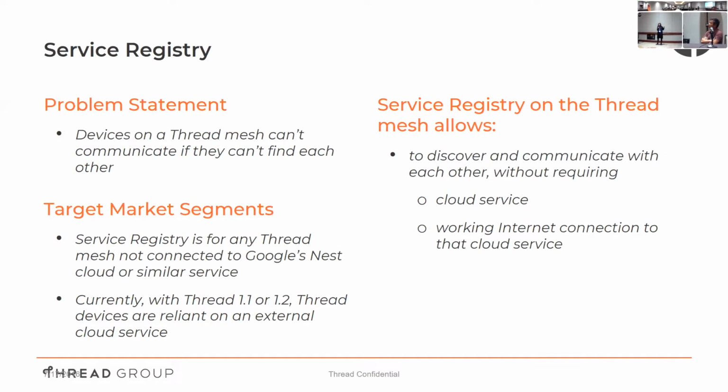All right, so this another topic, the use case was service registry. So the problem statement was that devices on a Thread mesh network can't communicate to each other directly if they can't find each other. And so this affects all of our markets, and the way that this would be addressed is to have a service registry so that the devices can communicate and discover each other and communicate without cloud connectivity or an internet connection.